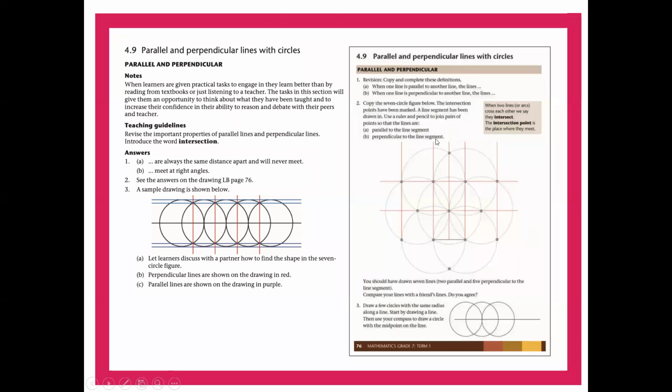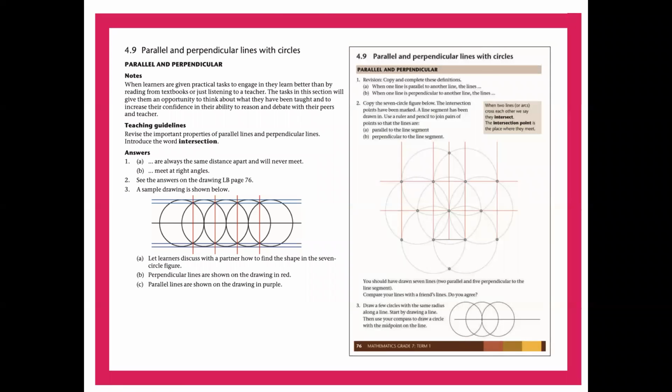Alright, this is just parallel and perpendicular lines with circles. The first question, 1A, when one line is parallel to another line, the lines. So with parallel lines, you know that they always have the same distance between them, and they will also never meet each other. Then for 1B, when one line is perpendicular to another line, this is when the lines are at right angles to each other. So they meet at right angles.